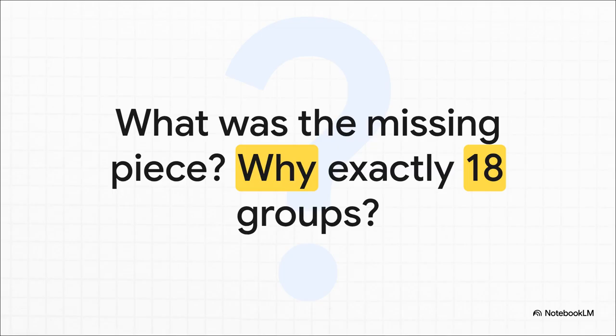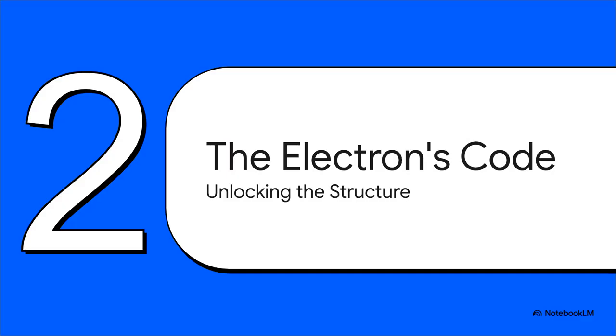Well, it turns out the answer wasn't something they could find in a lab. It was deep inside the atom itself. The missing piece of this whole puzzle? The electron. It wasn't even discovered until decades after Mendeleev's work, but this tiny little particle held the key to everything. See, the way electrons are arranged inside an atom dictates its entire personality, how big it is, how it reacts, everything. The secret code that builds the periodic table is written by electrons.